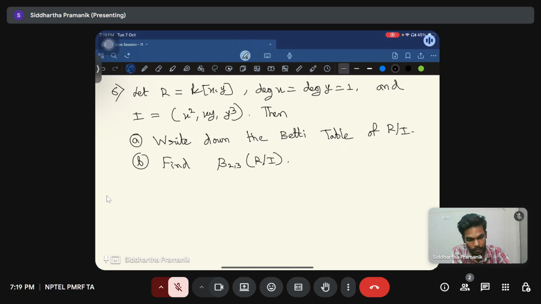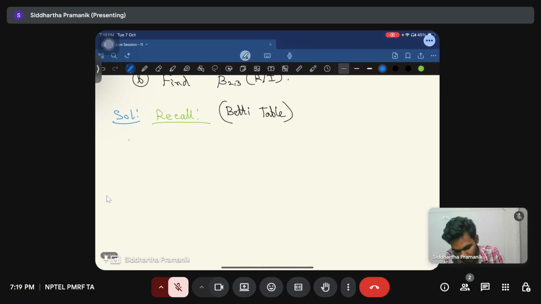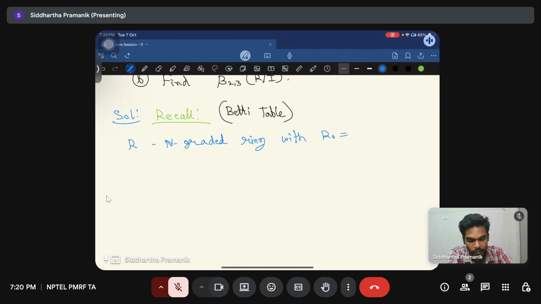So first let's recall what is Betti table. So what is Betti table? So I will write down in the more general form. So if R is an N-graded ring with zeroth component R naught is a field.